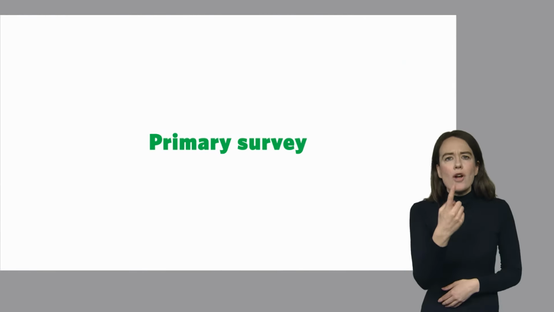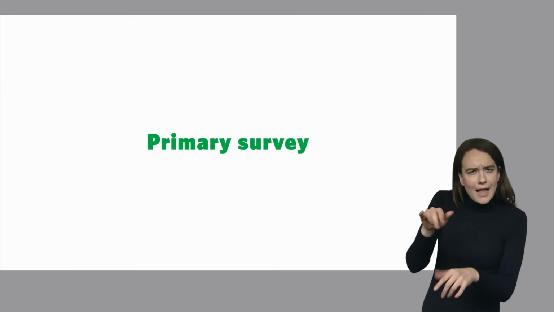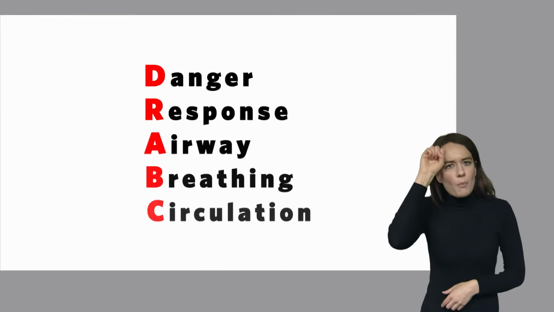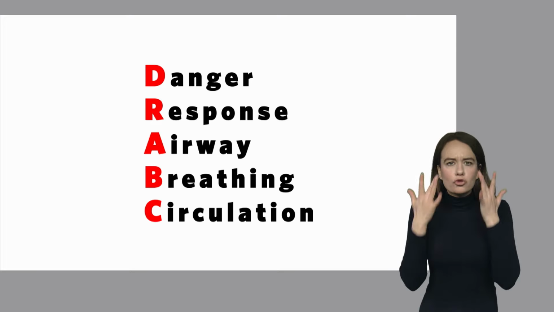Firstly, you need to assess your casualty. Do this by using the primary survey. You can use the acronym DRABC to remember this. The following steps will show you how.